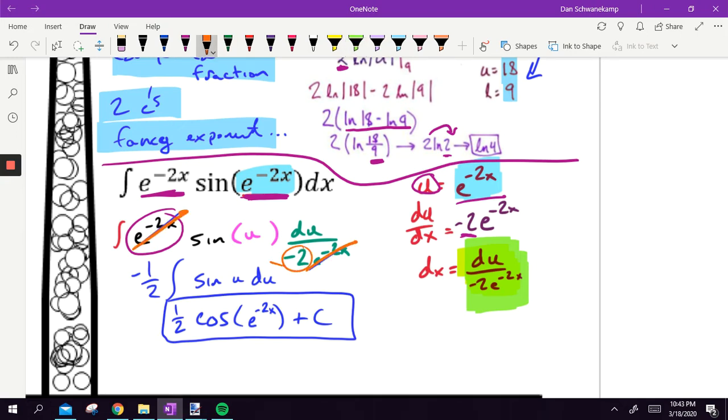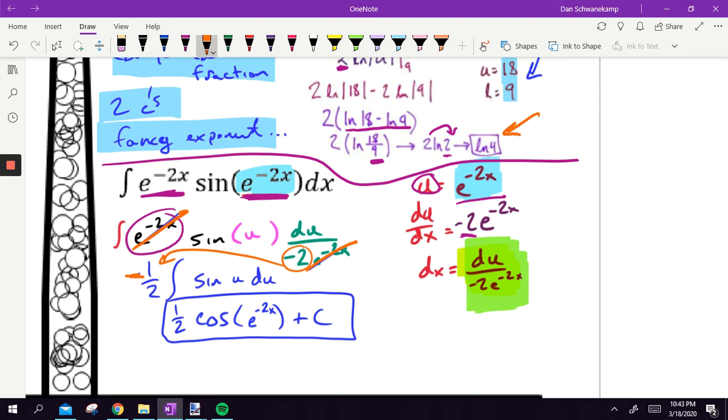I'm left with this negative 2, so I pulled that out in front. Negative 1/2. And then I integrated sine. Well, the antiderivative of sine is negative cosine. So that negative canceled out that negative in front. That's why it's positive 1/2. Sine becomes cosine. We rewrite what u was, e to the negative 2x plus c.